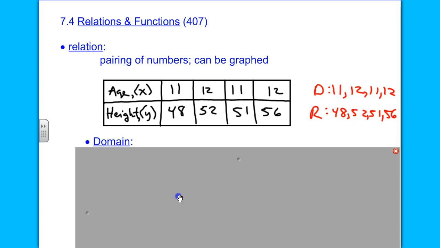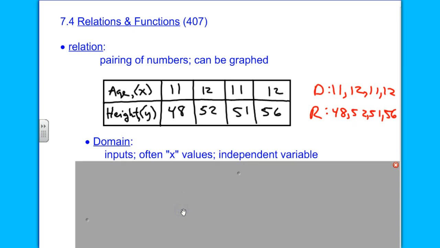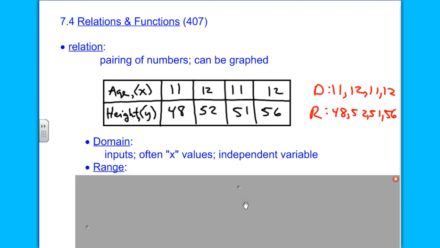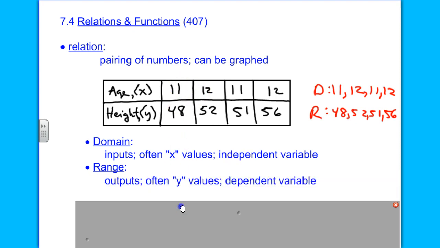Okay? So the domain are the inputs. They are often the independent variable. When we put an equation into function form and we isolate y, we often are allowed to choose whatever numbers we want to plug in. But the range depends on what we plugged in. So if I plug in an 11, I might get a 48, right? The range depends, or is the dependent variable.